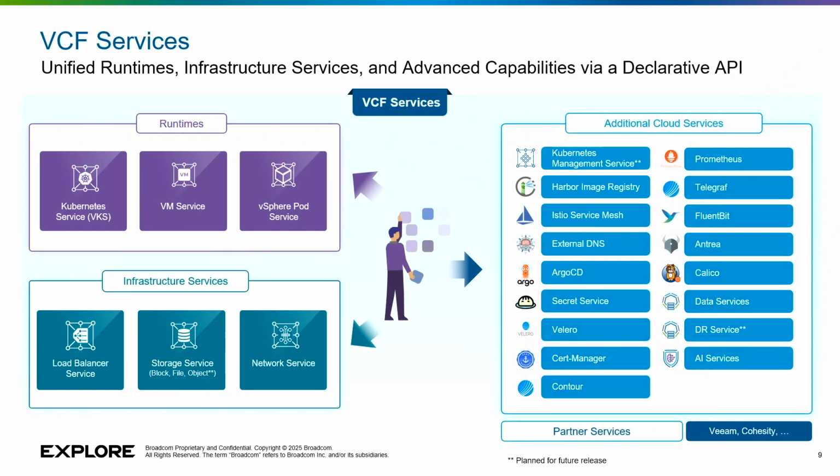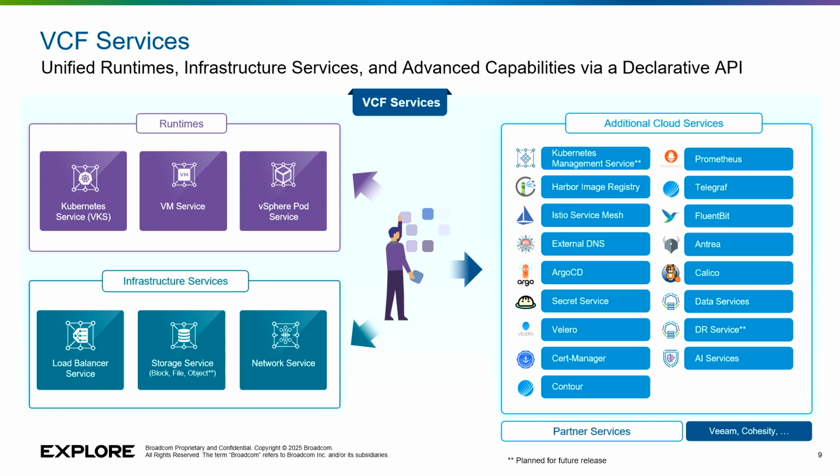So let me go into that in a little bit more detail here. On the top left, you have the runtimes, right? So you have VKS runtime, which is a Kubernetes cluster that is deployed into your VCF workload domains. Then you also have the VM service. Think of it as deploying and managing virtual machines with the same API that you're using for deploying Kubernetes clusters. So it's basically Kube API deploying both Kubernetes clusters and virtual machines.